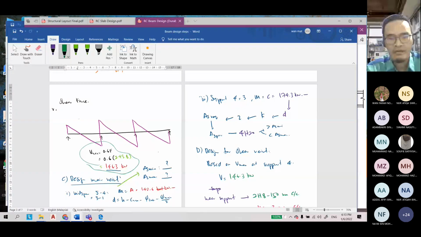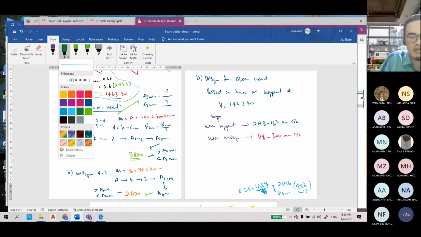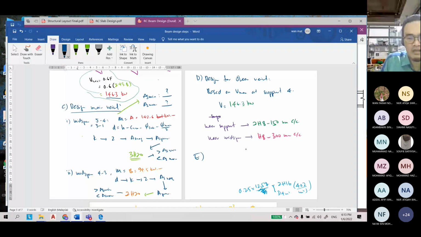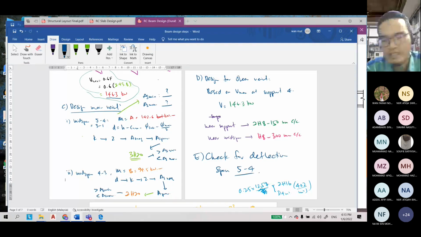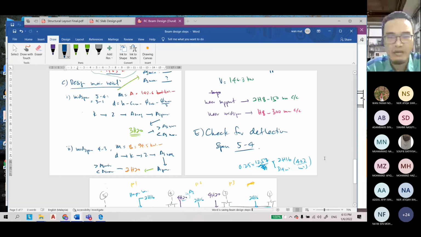Okay, and then what is the last steps? Check for deflection. You check dekat span yang paling panjang. So span 5-4. Yang paling panjang. You check satu je. Sudah cukup dah. Okay. Boleh tak?